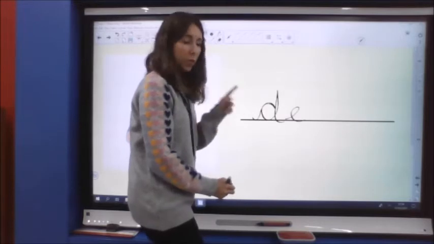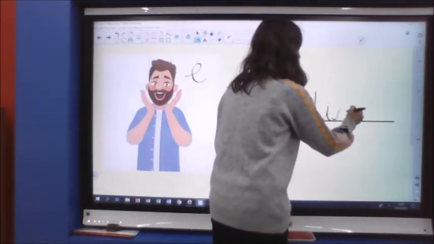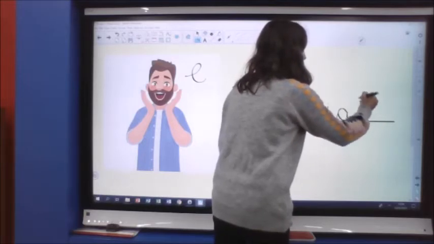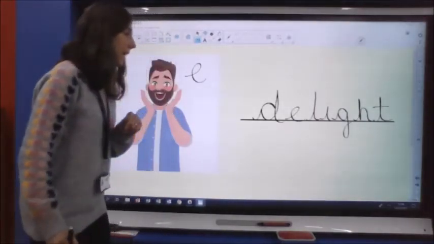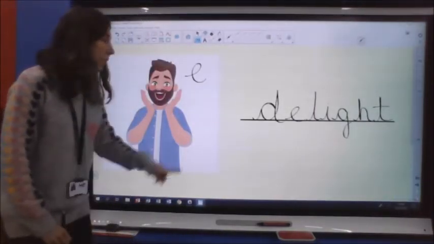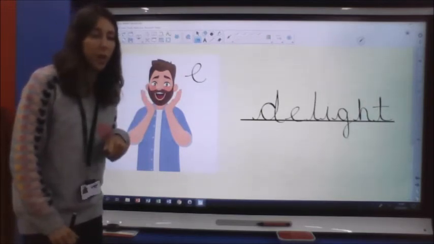E, D, and then I need I, like in night, D, light, delight. Did you remember to just use one E to make the E sound? Well done if you did.